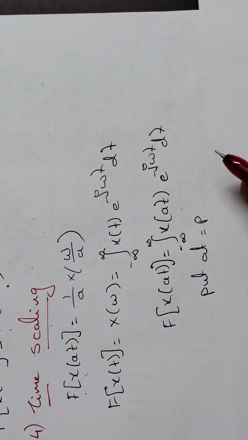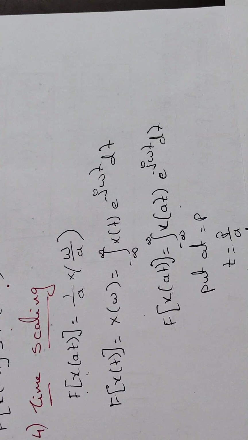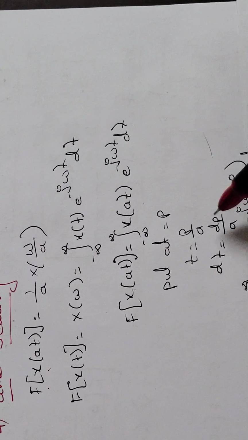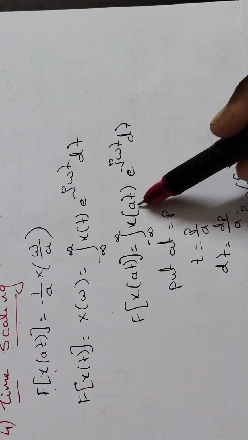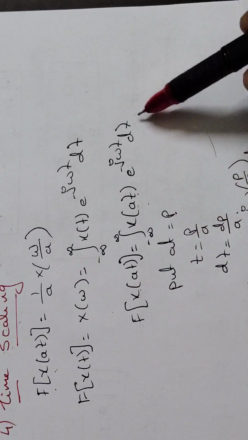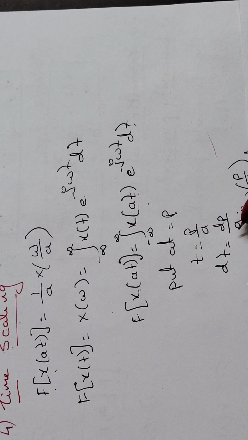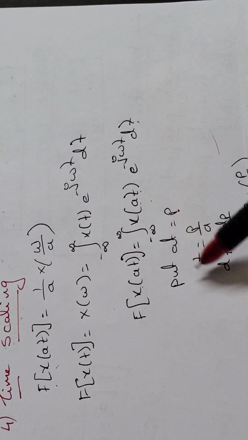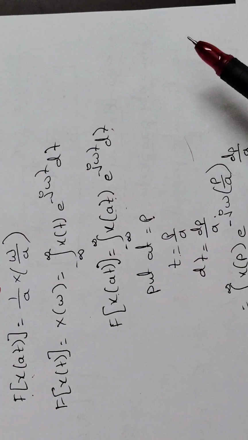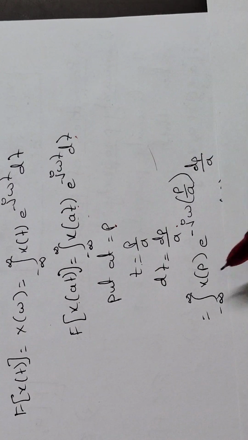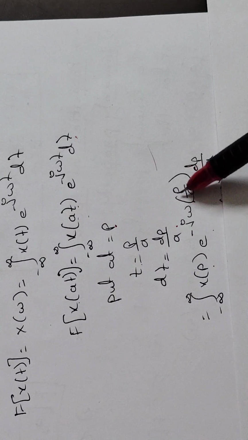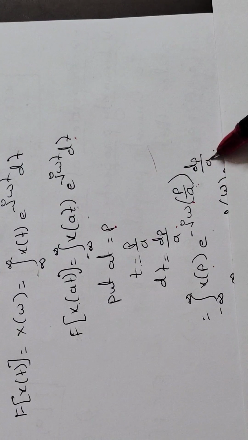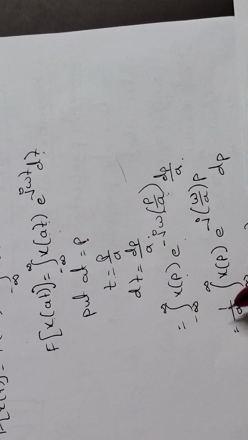Now let at = p. Now t is equal to what? p/a. Now dt is equal to dp/a. So now in place of at you have to substitute p. In place of dt you have to substitute dp/a. Now in place of t you have to substitute p/a. So after substituting all these, you can get this equation: x(p) e^(−jω(p/a)), and dt value is dp/a. Here 1/a is a constant, right? So you have to keep it outside.